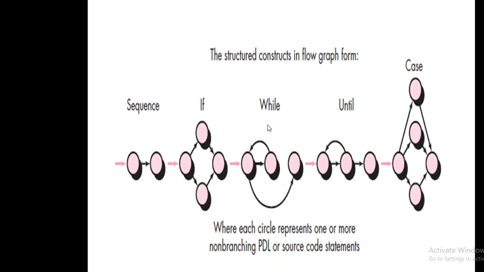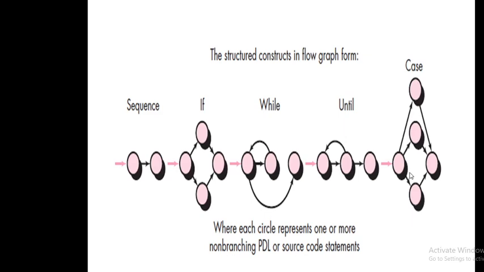Then if you come to the third one, if you want to represent a while condition or while statement, you can represent it in this format. In while we have loops, so we have a loop format. To represent a while, you can use this format in flow graphs. Until you can represent in this format, and cases, nothing but switch cases in your Java or C++ program, we can represent in this form in flow graphs. So these are the flow graph notations. If sequential, we can represent in this format, if like this, while like this, cases like this.